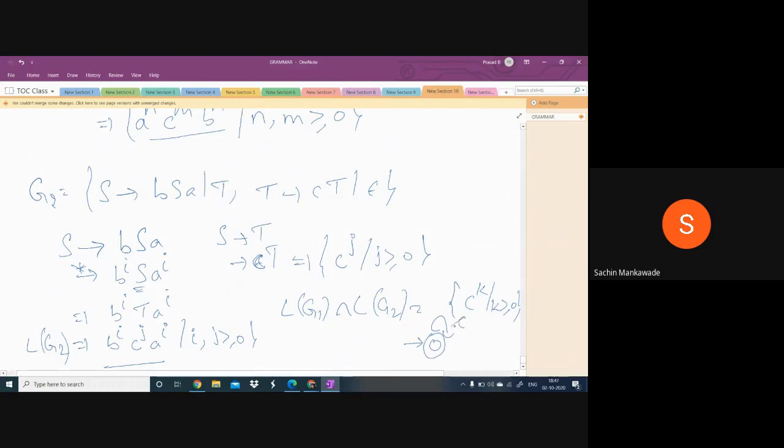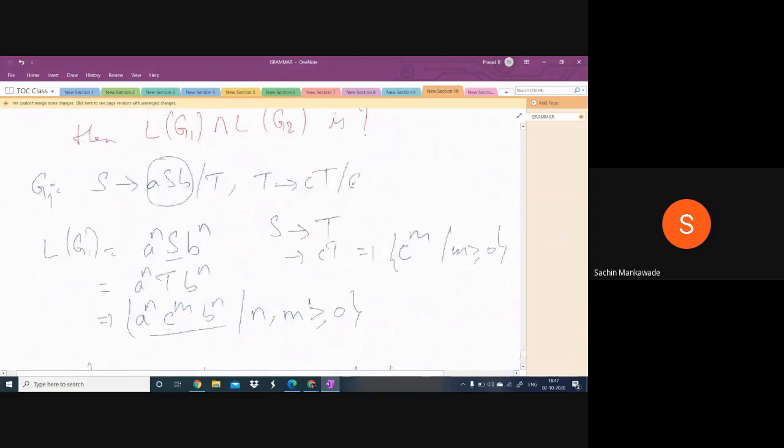This is the automata. So L of G1 intersection L of G2 is regular, and it will have infinite strings. C power K, K greater than or equal to 0, means the strings are epsilon, C square, C cube, C power 4, and so on, infinite. So it is regular and infinite. Do you understand? Okay, copy this one.